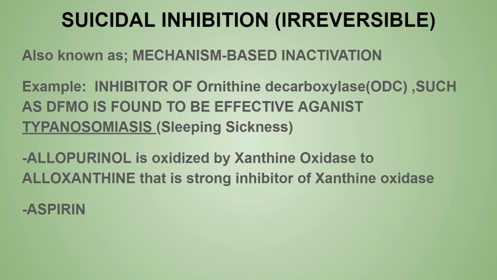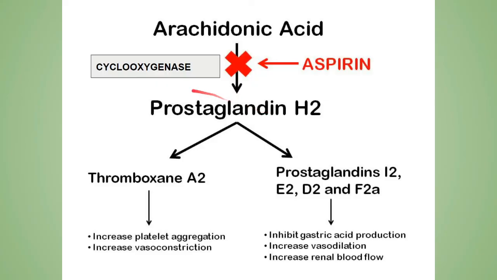Now the last example is very important, aspirin. What does aspirin do? It inhibits the cyclooxygenase enzyme by binding with the active site of this enzyme and acetylating the serine residue in the active center of cyclooxygenase. Now because this enzyme is inhibited, there won't be formation of prostaglandin from arachidonic acid, and this prostaglandin causes inflammation, and so inflammation is subsided.